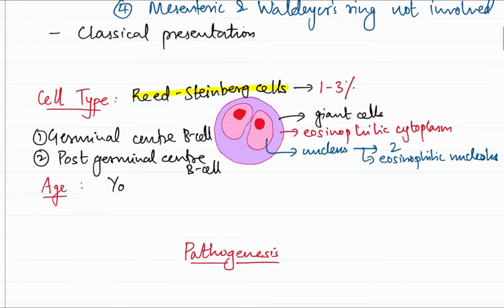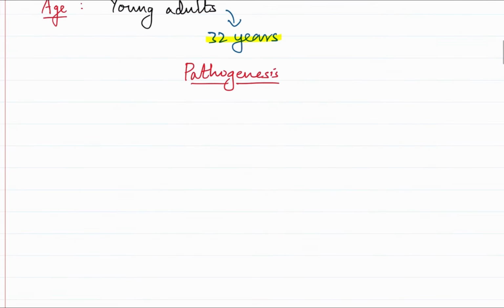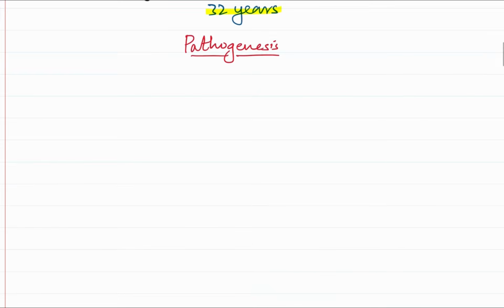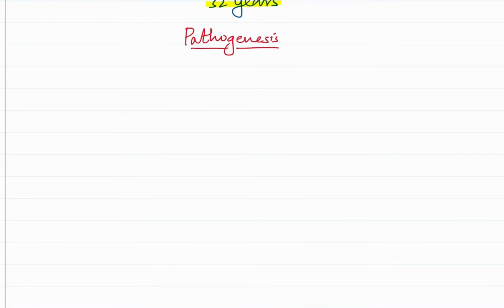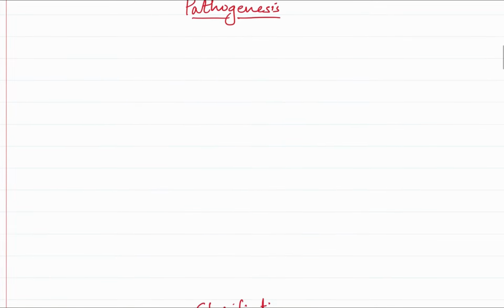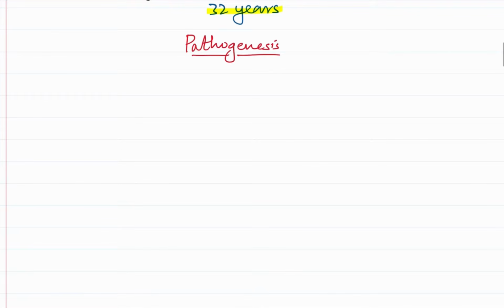Now, what about the age? Usually, Hodgkin's lymphoma affects young adults. The most common age group that is affected is said to be 32 years, according to Robbins. Now let's move into the part of pathogenesis. In pathogenesis, we'll discuss why we have a minority of RS cells and a majority of reactive lymphocytes.